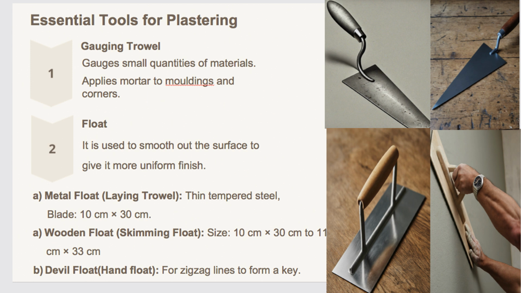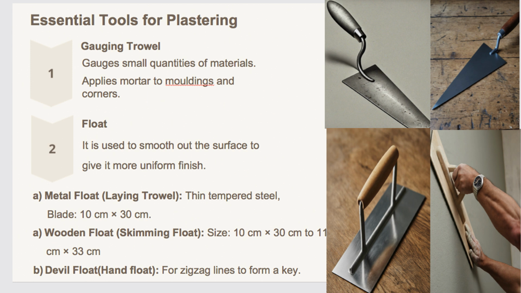Imagine a small, precise tool designed for measuring just the right amount of plaster mix and applying it with the finest touch to corners. That tool is called a gauging trowel. The blade can be pointed or bull-nosed, giving you options for different application needs. Next comes the float that you see in the figures.